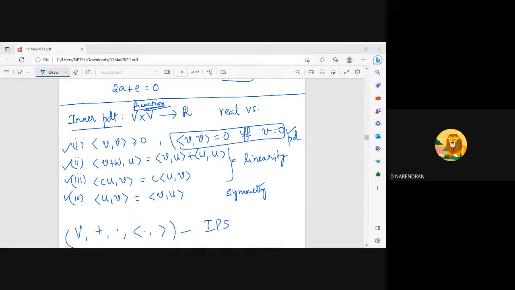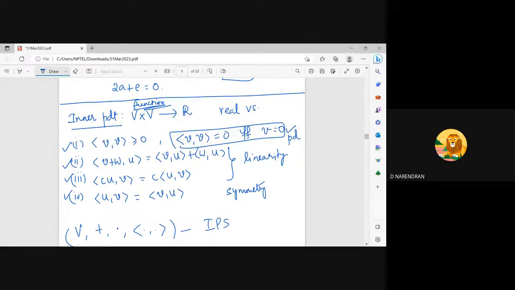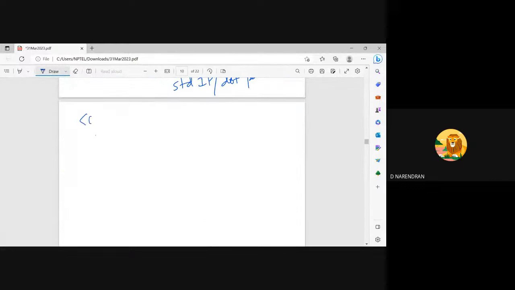Madam, can we do one problem in this, madam? Possible? Yeah. We've already done a lot, right? We have probably done all the questions. Can you quickly tell me? Madam, the dot product of (x1, y1) and (x2, y2) equals 2x1x2 plus 3y1y2. Will this be an inner product quickly just by looking at it?